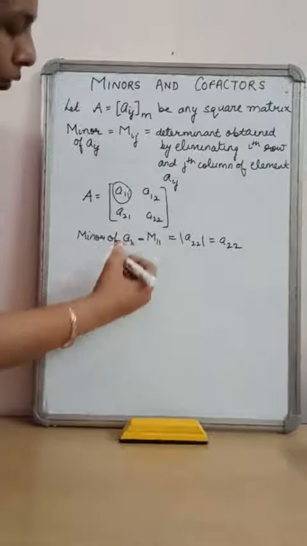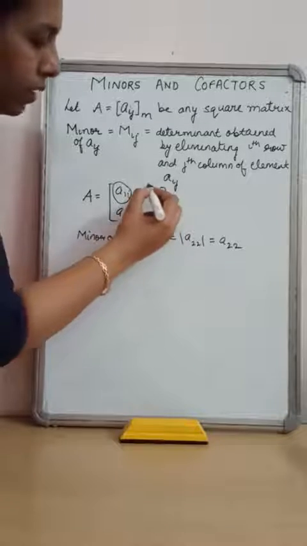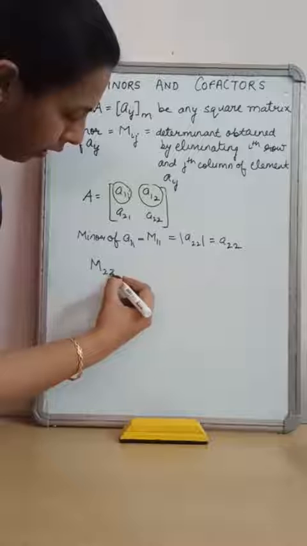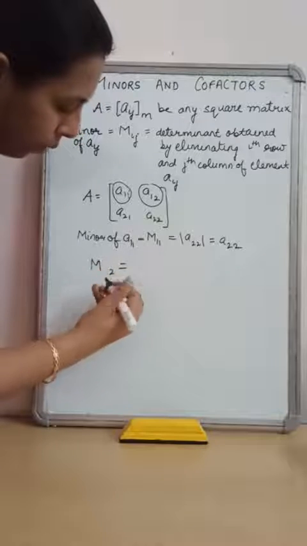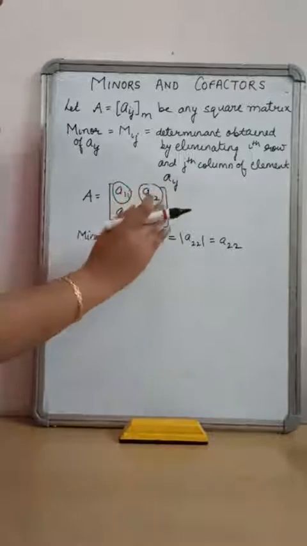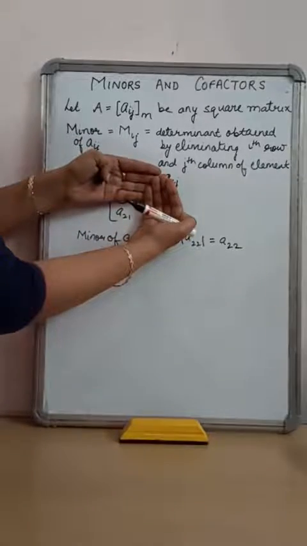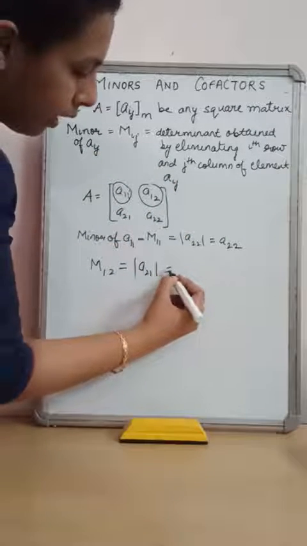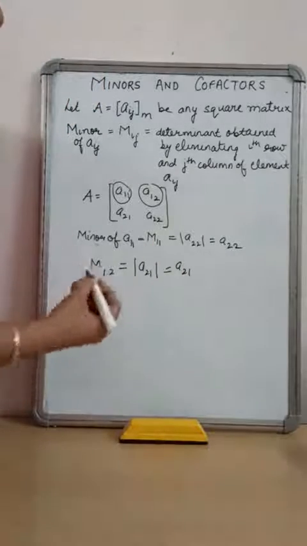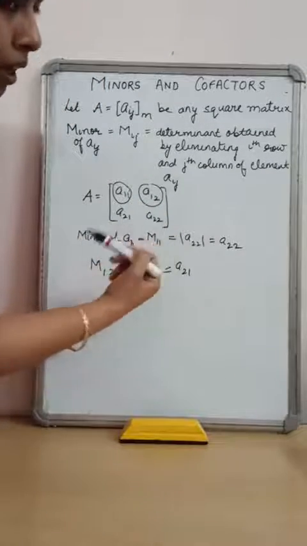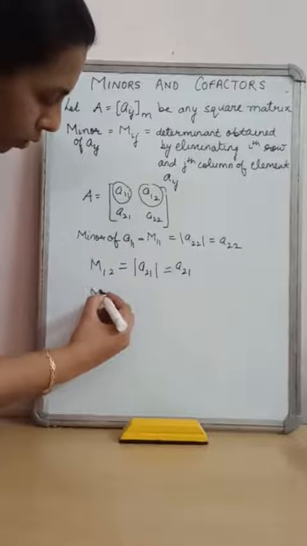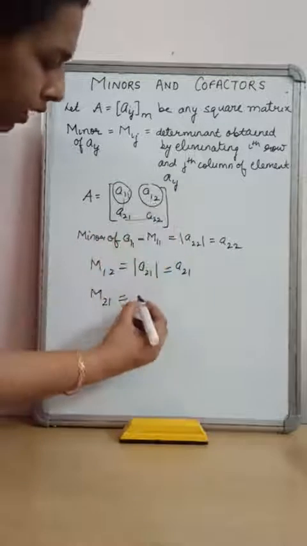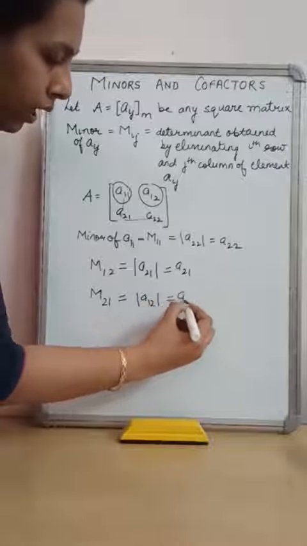In the same manner, if I want to calculate the minor of suppose A12, so what will you do? You will write M12 and it will be eliminating the first row and second column. So I am left with A21. So it is a determinant of A21, that is simply A21. In the same manner, you can find the minors of each and every element present here. Suppose I want to find M21, then you will be eliminating this row and column. So you are left with A12 and it is equal to A12.